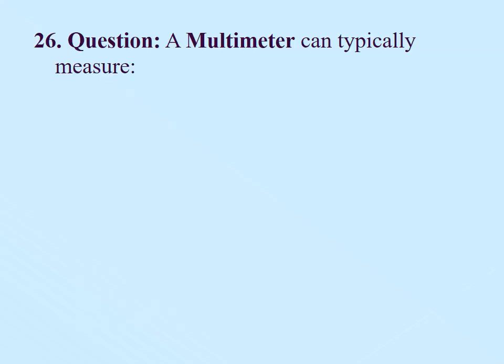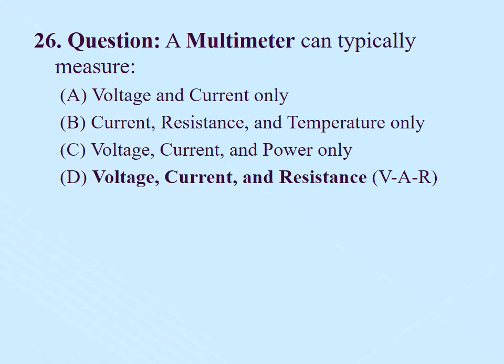A multimeter can typically measure: Option A, voltage and current only. Option B, current, resistance and temperature only. Option C, voltage, current and power only. Option D, voltage, current and resistance.